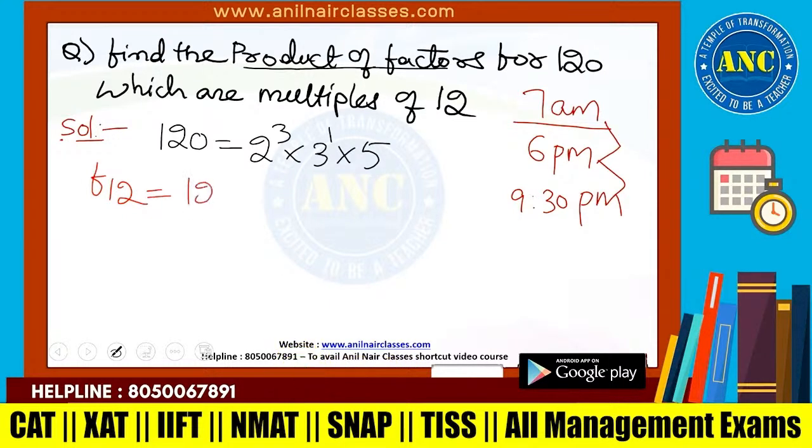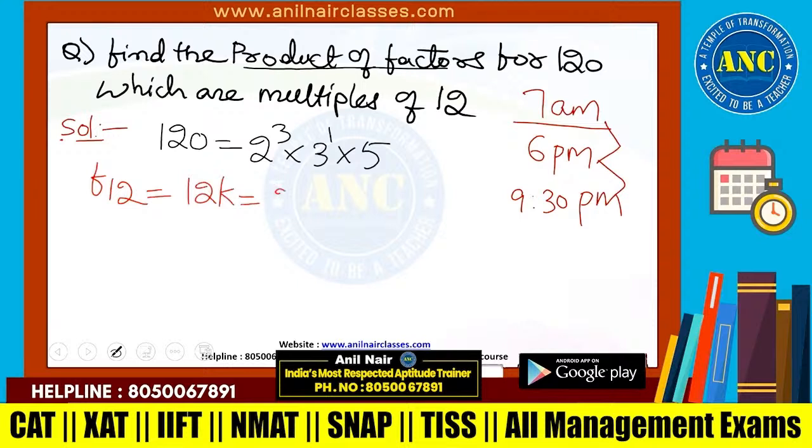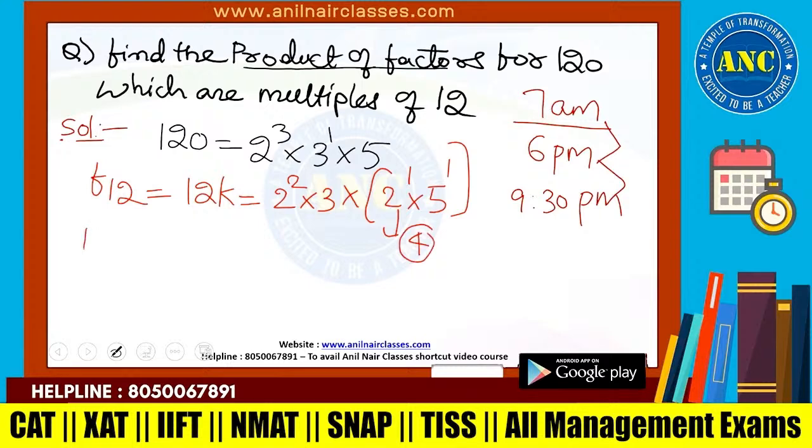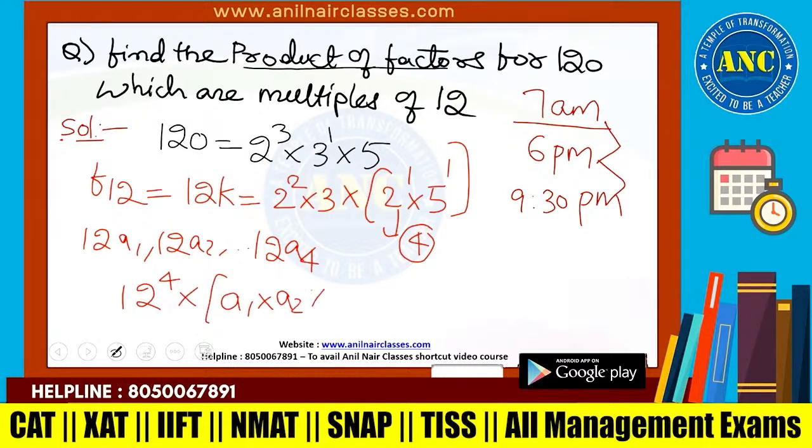F12 is nothing but 12k. 12k is nothing but 2 square into 3. Remaining is 2 power 1 into 3 power 0 into 5 power 1. 2 into 2 is 4 factors. There are 4 factors which are multiples of 12: 12a1, 12a2 till 12a4. The product of the factors is 12 multiplied 4 times, 12 power 4 into a1, a2, a3, a4.